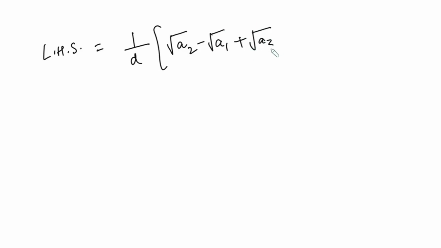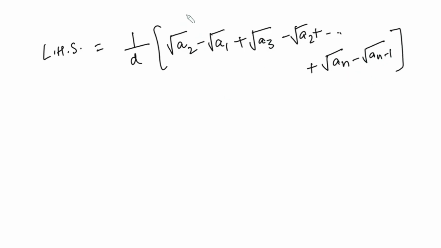So the left hand side now is equal to, d is the common denominator, so we can write 1 over d out. The first term, which was square root a2 minus square root a1, plus the second term, which was square root a3 minus square root a2, plus, and so on. And the last term, which is square root an minus square root a(n-1).